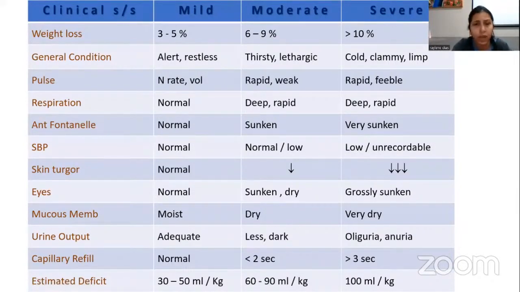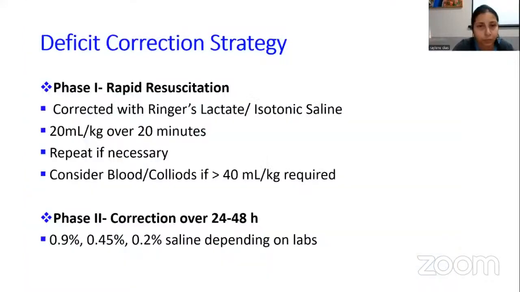missed the bus. Another tip here in this table is, if you know the preoperative weight of the child, for example, if it was 10 kgs, and now the child is weighing 8 kgs, you already know that there is a 20% weight loss here, which automatically brings the child into the severe category. So you know that you have to replace around 200 ml per kg, since it is a 20% weight loss. So that can help you with easy calculations.